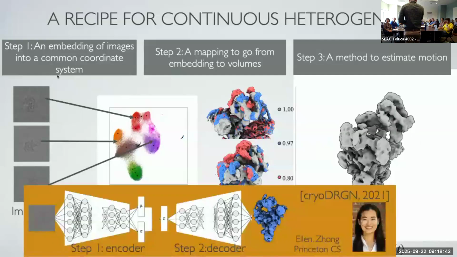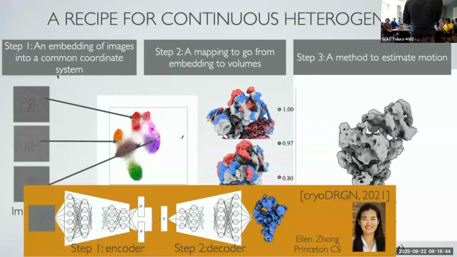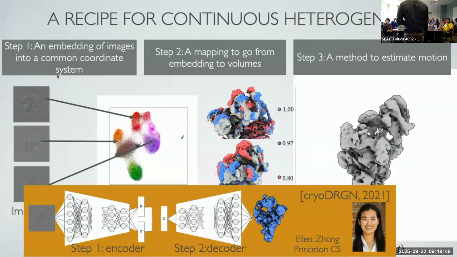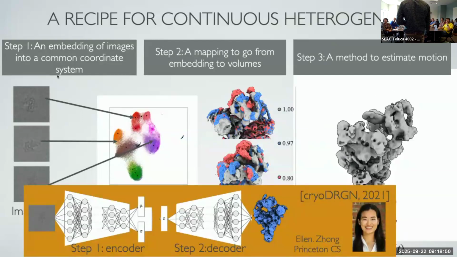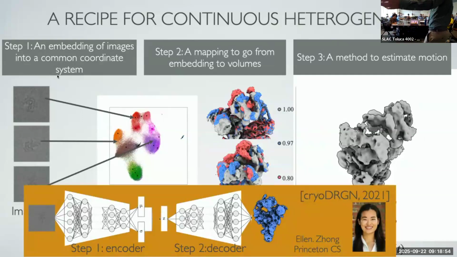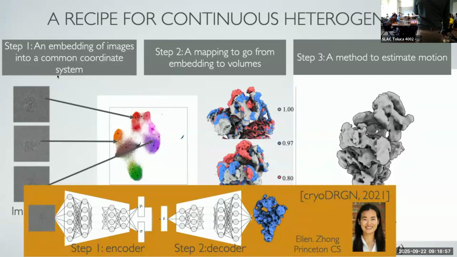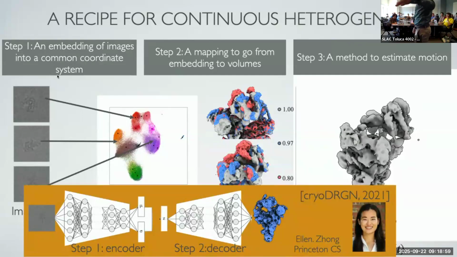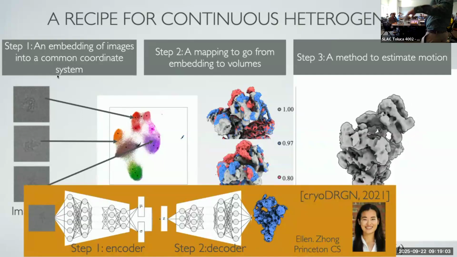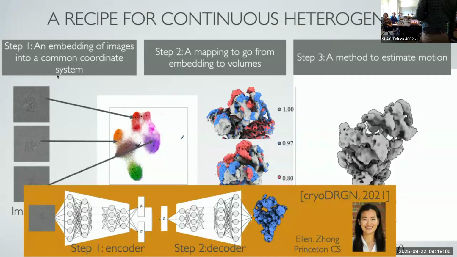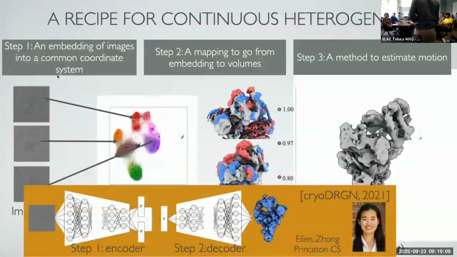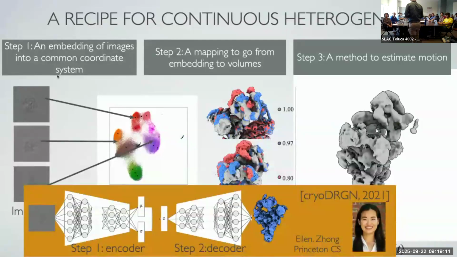As an example, CryoDRGN that I mentioned earlier, which was developed by Ellen Zhong, who's also at Princeton in the computer science department, is really the first to have introduced this variational autoencoder architecture for this problem. In this case, there are two neural networks: one that takes the image and outputs a latent vector Z, and then another, a decoder network, that takes Z and outputs the volume. And that's trained end to end.